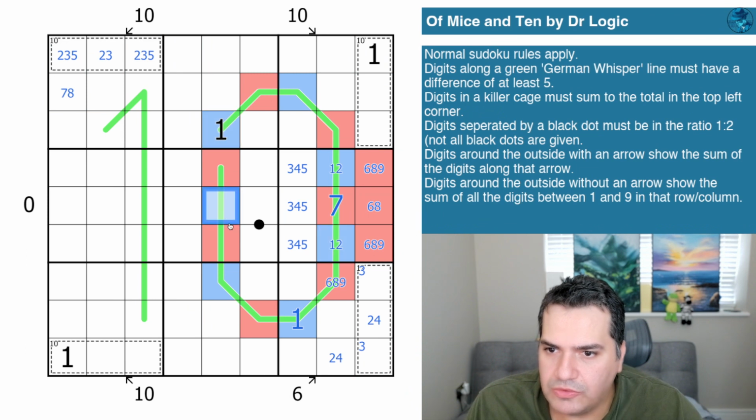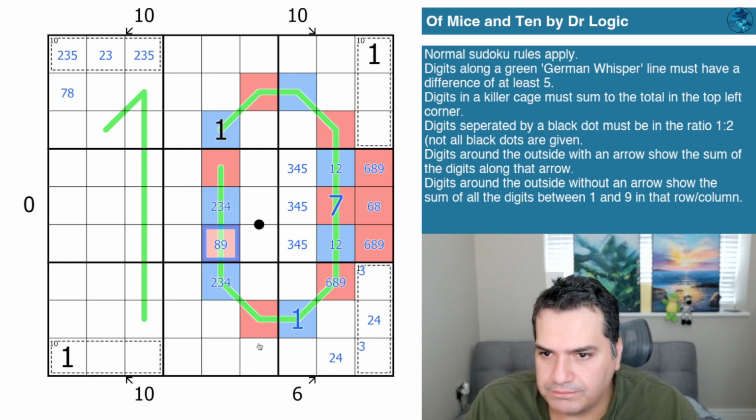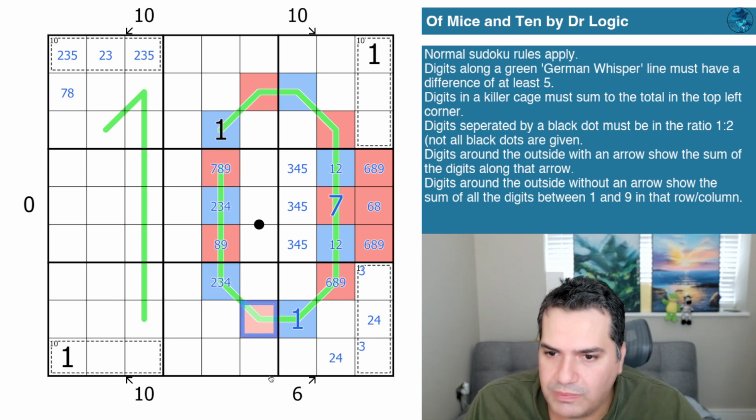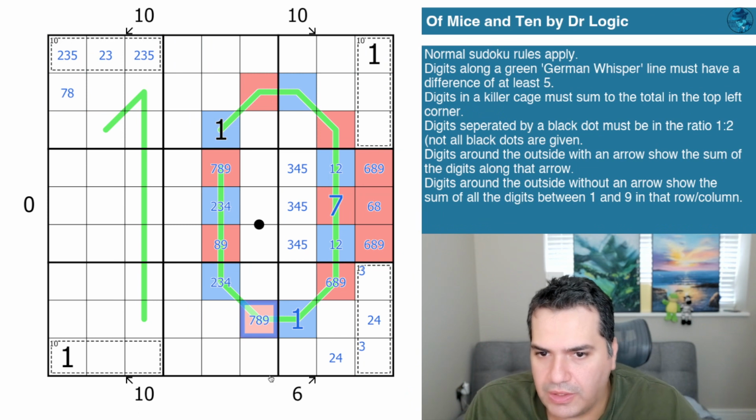What about this? This is 2, 3, or 4. I mean, this is also 2, 3, or 4, no 1. That means 2 and 3 is the minimum in here. So that's 8 or 9. And this could be 7, 8, or 9. 2 is the minimum. This is 7, 8, or 9 again.